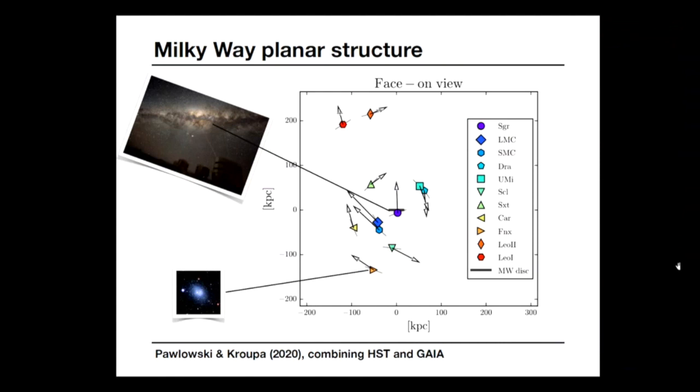Thanks to proper motion observations with the Hubble Space Telescope and Gaia and the combination of these two, we have quite a good idea about their orbits within this planar structure. And what we see here, so here these are the orbits, and what we see is that they seem to be co-rotating. So almost all of them, which are here in the plane, they seem to be rotating in the same direction, except this one here, which goes into the other direction.